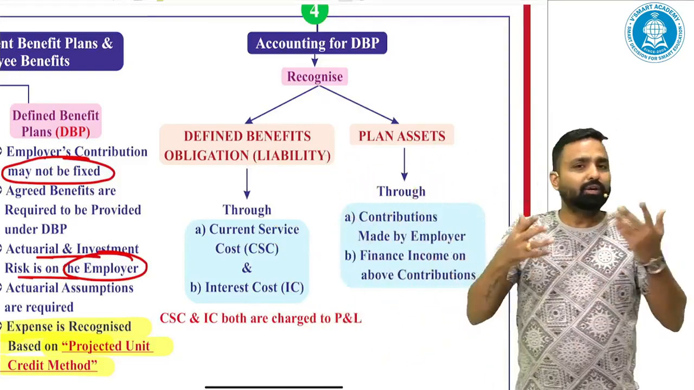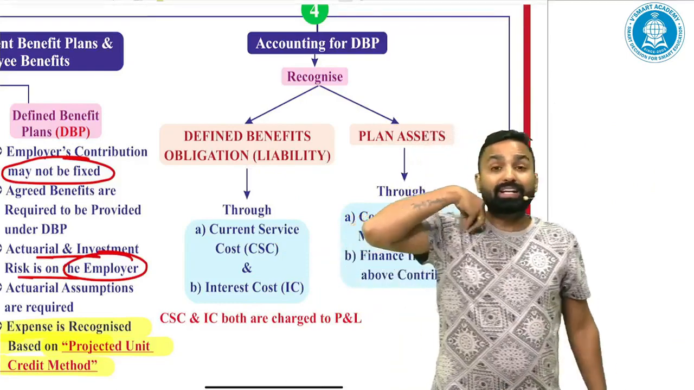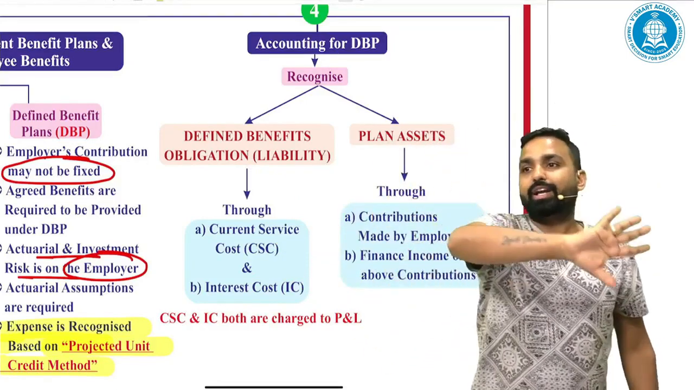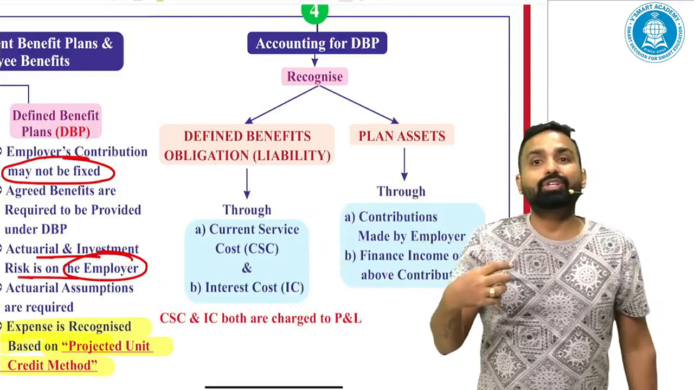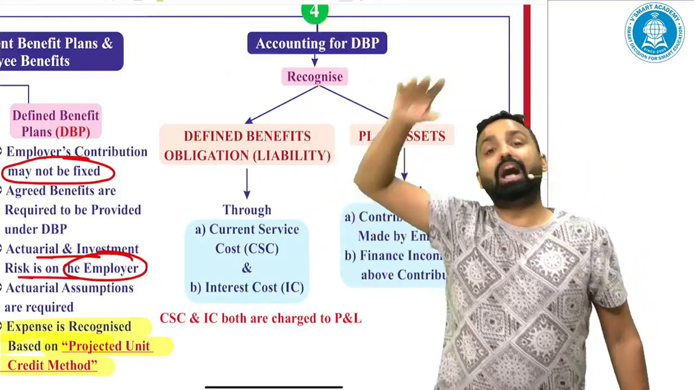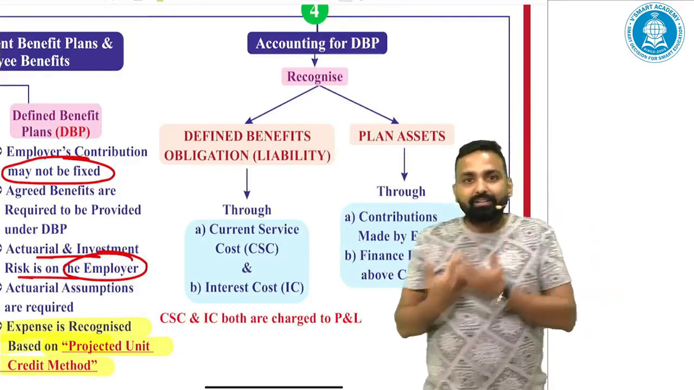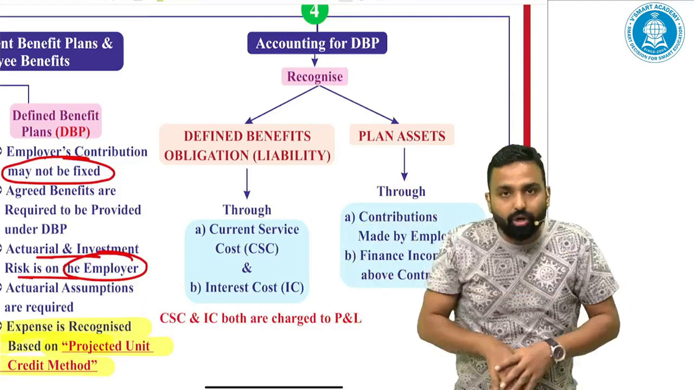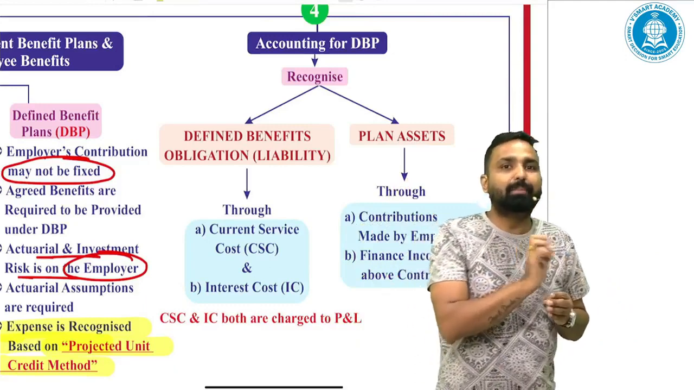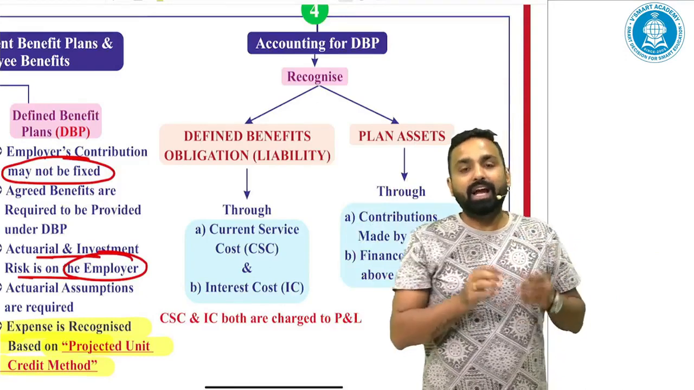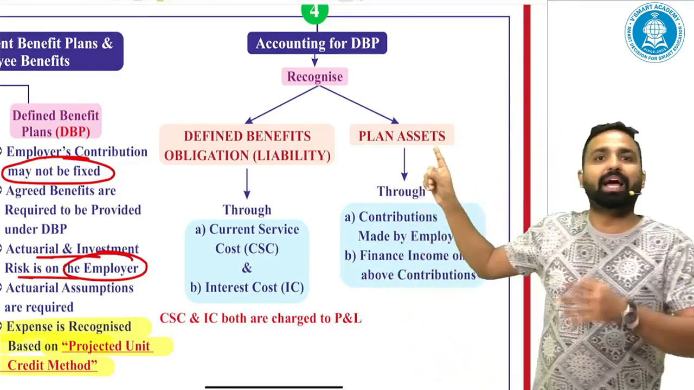Now why the asset? Frankly speaking, to pay you that amount. You are not the only employee, there are so many employees. So I have announced this bonus plan for my hundreds, thousands of employees. So I need the funds for that. So from where will I arrange these funds? From today onwards, I will start investing my money somewhere outside the company, and that investment is known as plan asset.